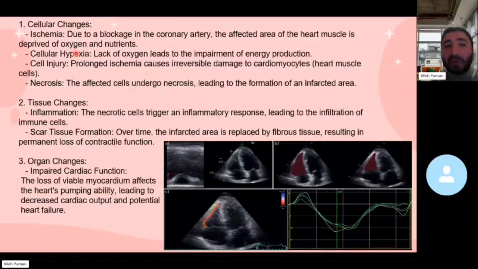Tissue change, especially if there is inflammation. Inflammation can be clear with special tests, maybe the hemogram or C-reactive protein and so on. Organ changes will be really very clear, leading to decreased cardiac output and potential heart failure. So it will also be very clear, especially the fatigue, the general fatigue in the body.